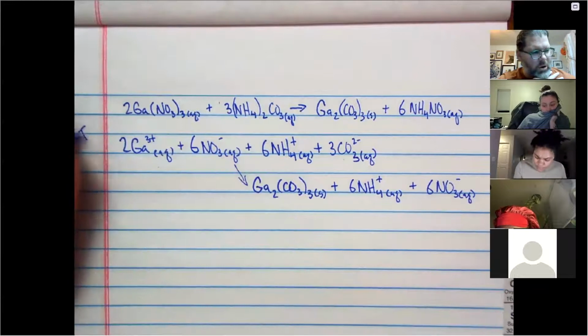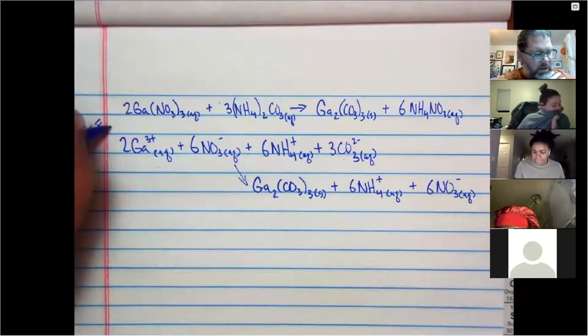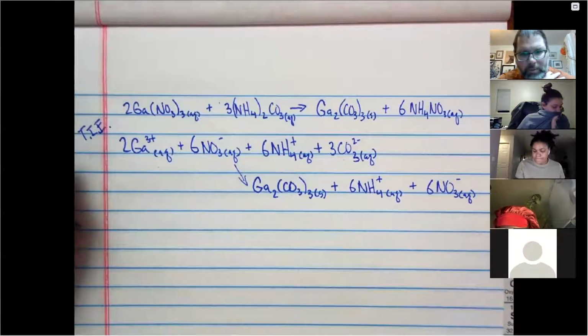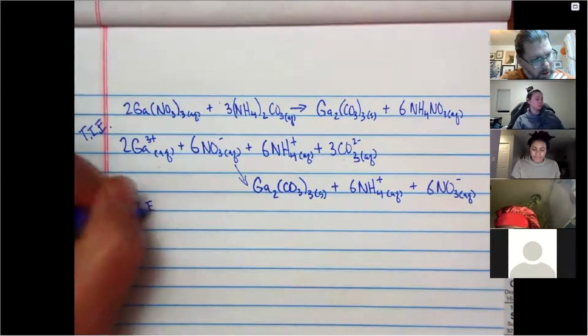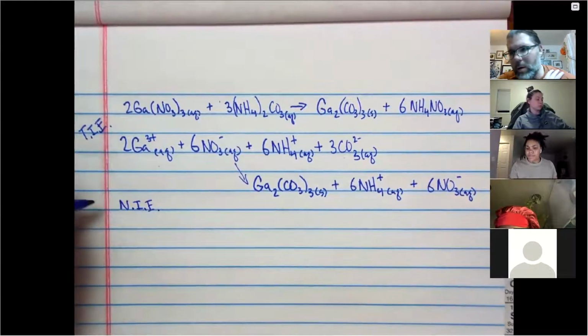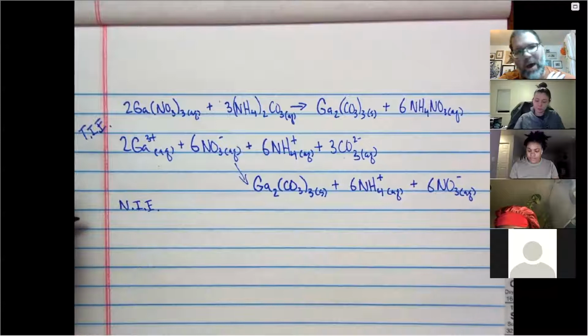So that is our total ionic equation. It shows all the ions present on both sides. We can write a simpler version of this equation called the net ionic equation by getting rid of the spectator ions, the ions that were there on both sides. And because they're there on both sides, we know they weren't really doing anything in the reaction.